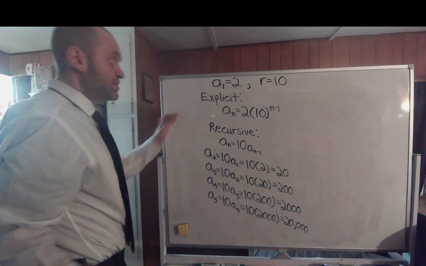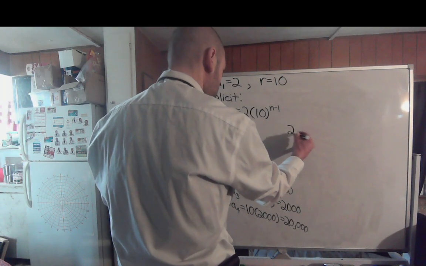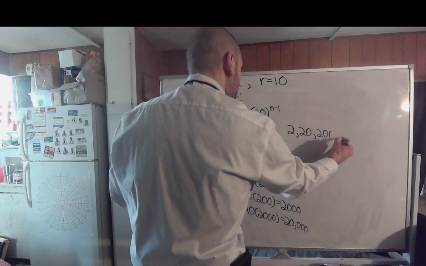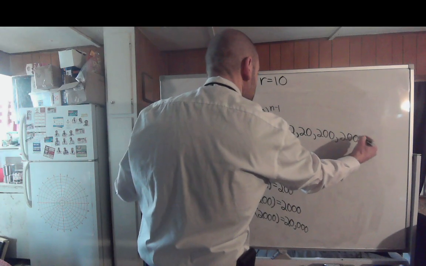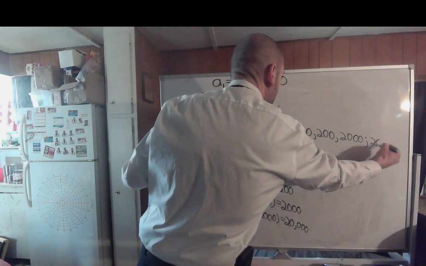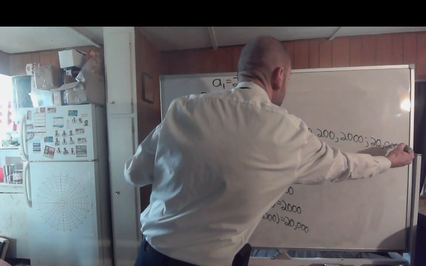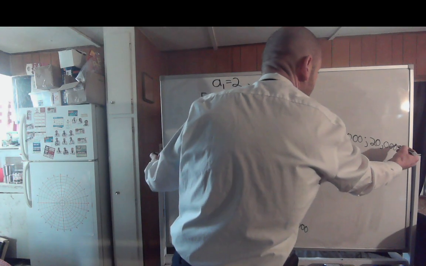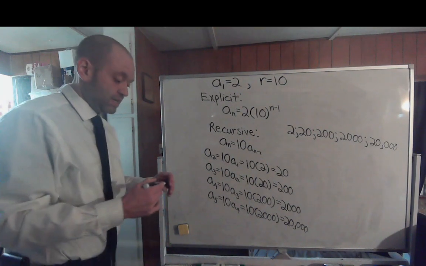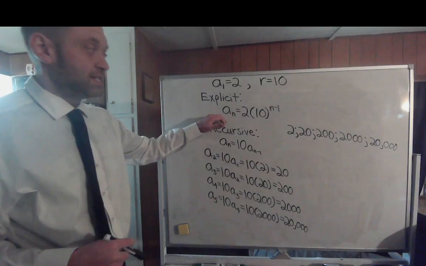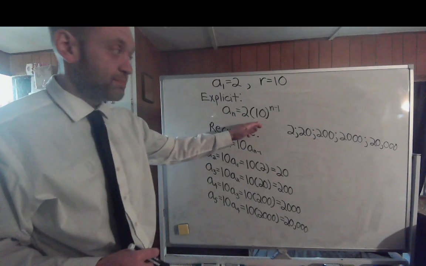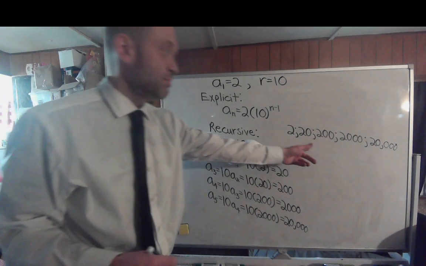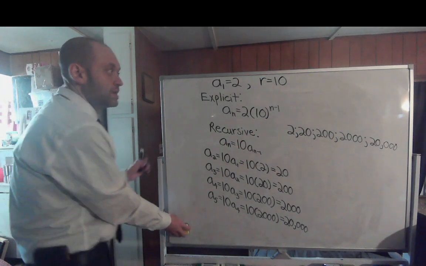So the first 5 terms of the sequence are going to be 2; 20; 200; 2,000; and 20,000. In fact, why don't we put semicolons everywhere so we have the list of terms? So using a recursive formula is sometimes easier than trying to plug it into the explicit formula, trying to figure out exponents and multiplication. You just take your common ratio times your previous term and you can get the next term in the sequence.